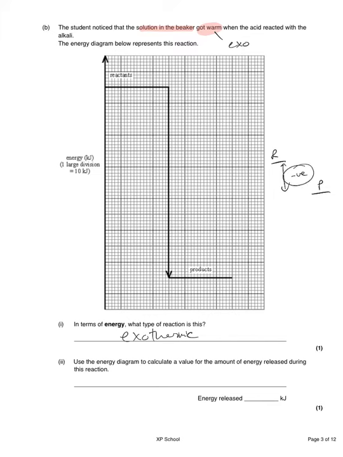Use the energy diagram to calculate the value for the amount of energy released. Kind of just done that. So it says one large division is 10 kilojoules. So we've gone from 1, 2, 3, 4, 5. We've got 6 jumps from there to there. So therefore it is 60 kilojoules.